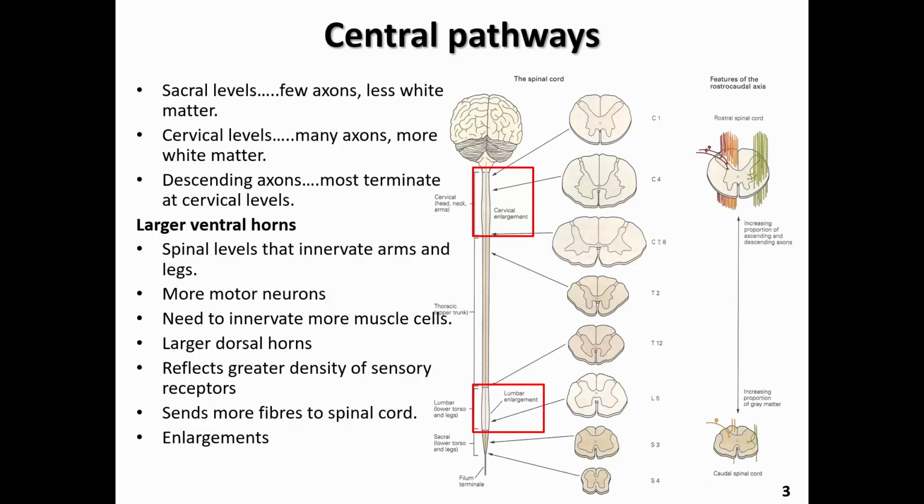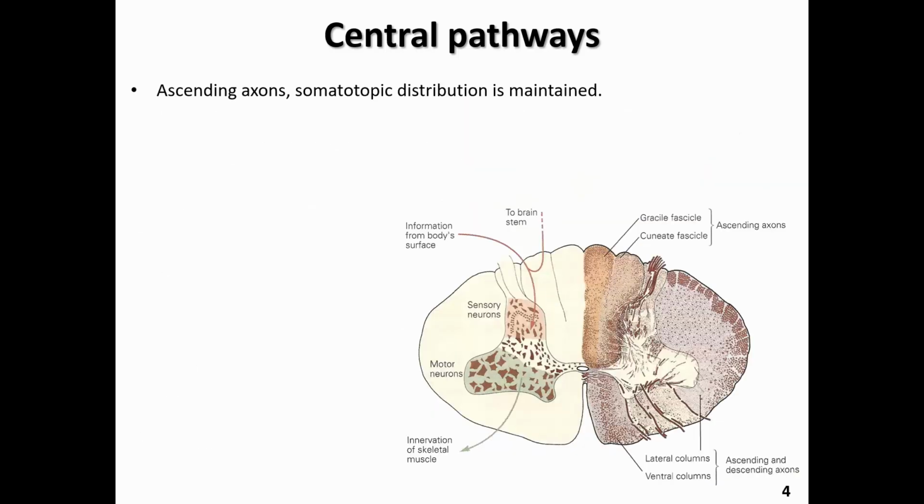And there are two enlargements in the spinal cord. There's the cervical enlargement and the lumbar enlargement, and we see that in terms of the overall spinal cord tissue, where it's laterally expanded at those two regions, reflecting the increased traffic, if you will, of information coming in and information going out, reflecting more neurons.